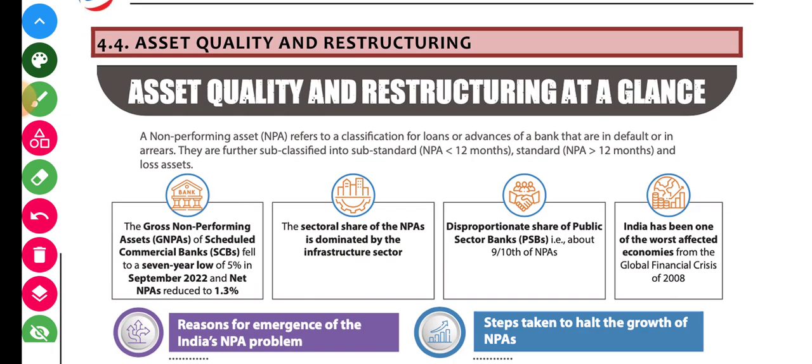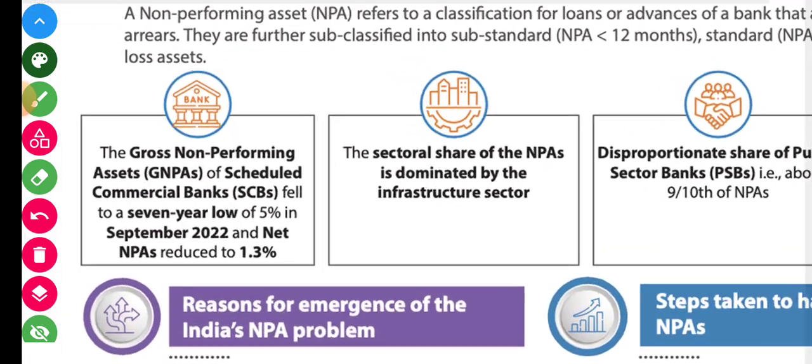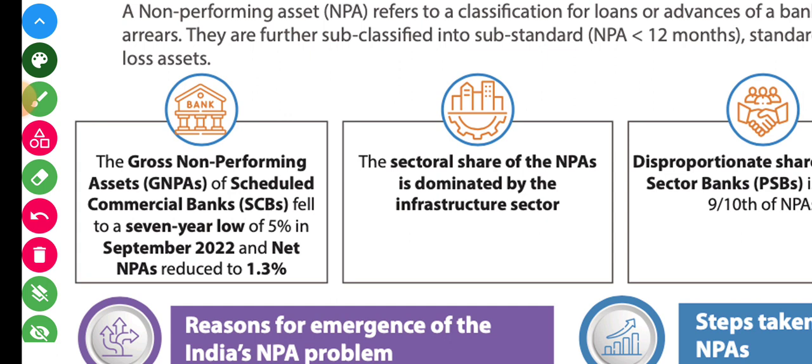And next is asset quality and restructuring. A non-performing asset refers to classification of loans or advances for a bank that are in default or in arrears. They are further subclassified into substandard non-performing assets, less than 12 months, doubtful, more than 12 months, and loss assets, over the deadline of the time. Okay.